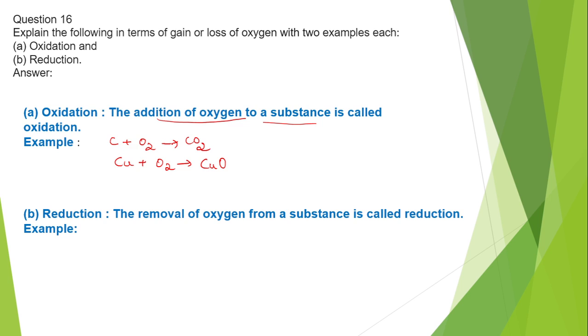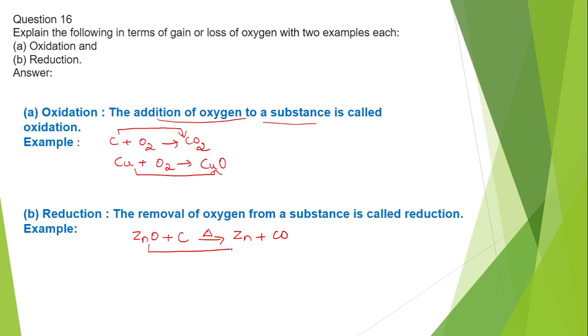What happened here? Oxygen has been added to carbon to form carbon dioxide and oxygen has been added to copper to form copper oxide. That is the addition of oxygen to a substance, which is called oxidation. Now next is reduction. The removal of oxygen from a substance is called reduction. Now for an example, let us take zinc oxide reacting with carbon on heating to form zinc plus carbon monoxide.